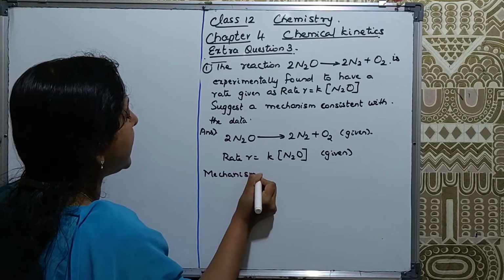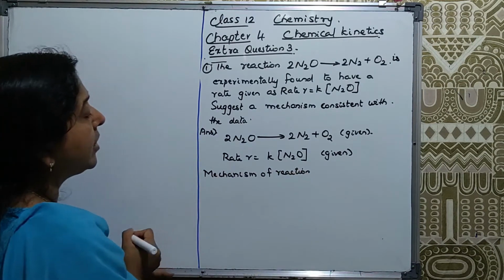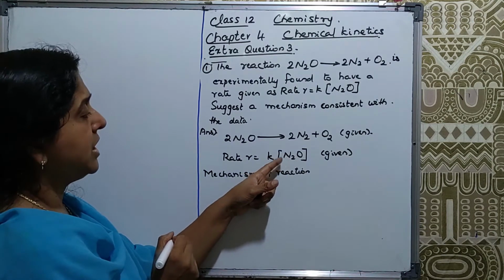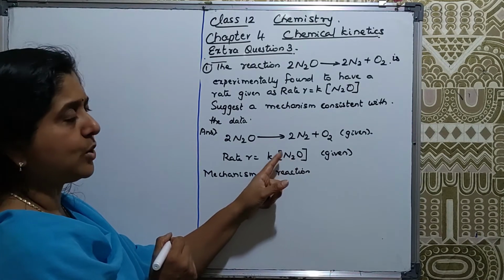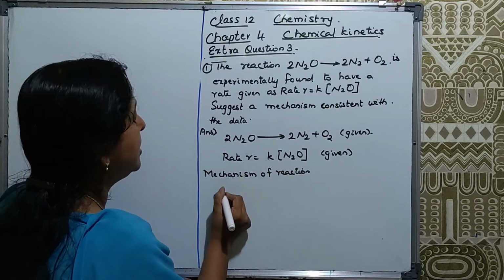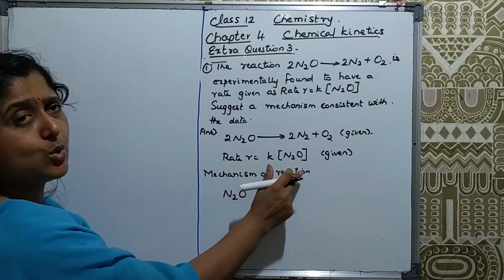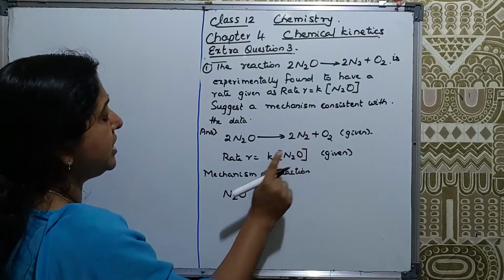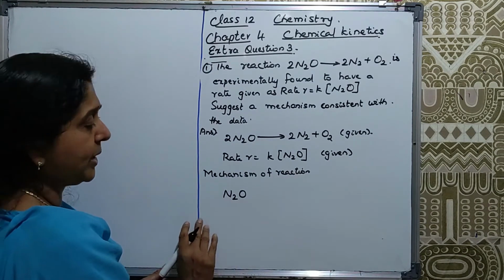In the mechanism of reaction, here you have to identify the concentration of the reactant in the rate law. Concentration of reactant is N2O actually, only one N2O. Since only one N2O is there in the rate law, so in the reactant side for the slow step, we'll write N2O as the reactant. That is the only reactant. Its power is 1, so the stoichiometric coefficient for N2O should be 1 only.